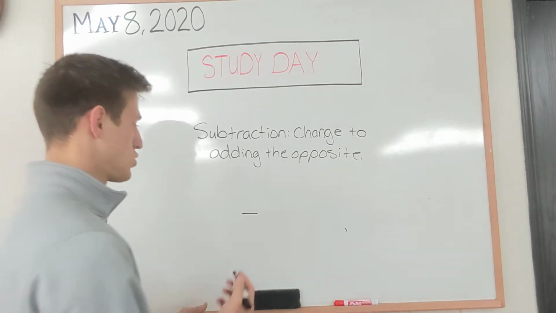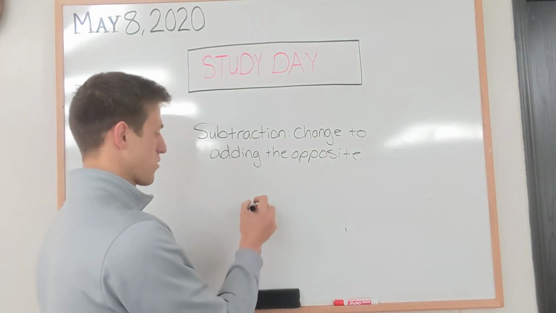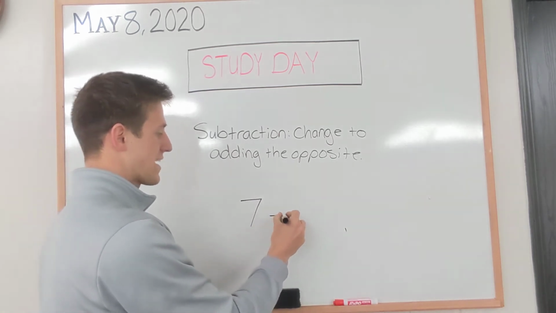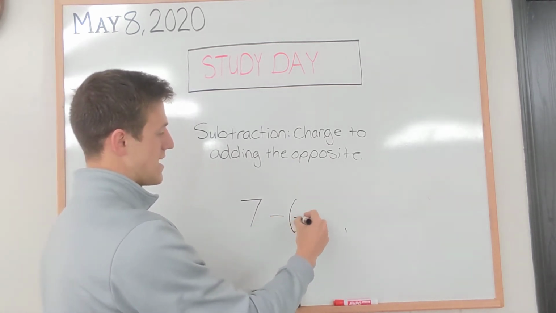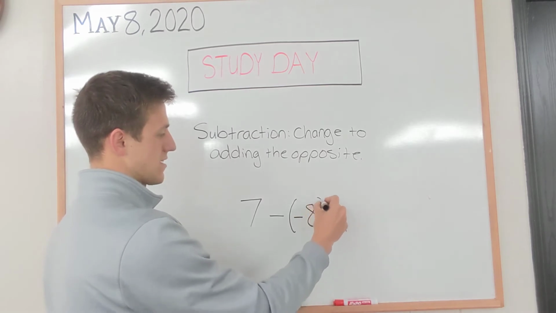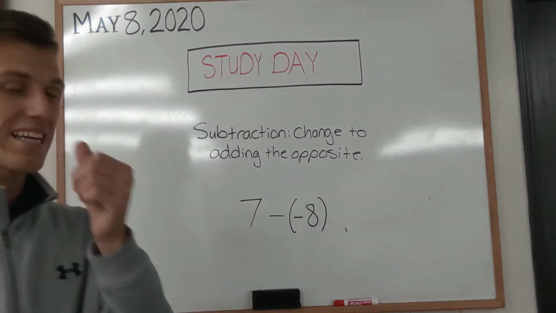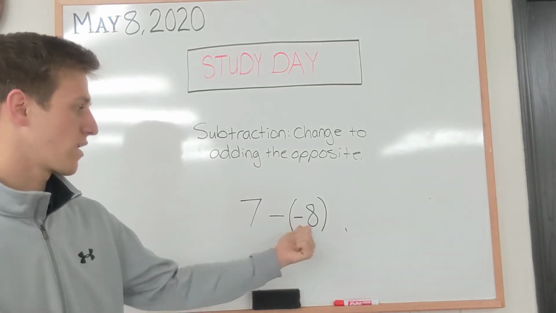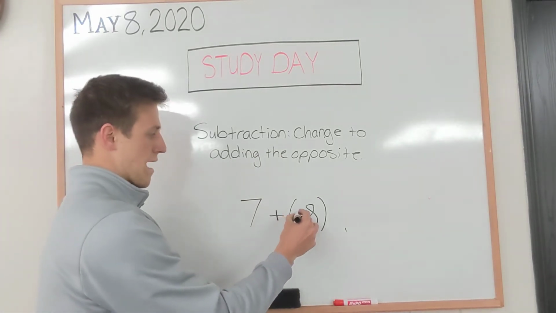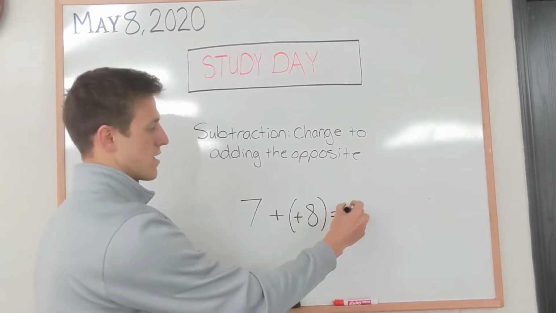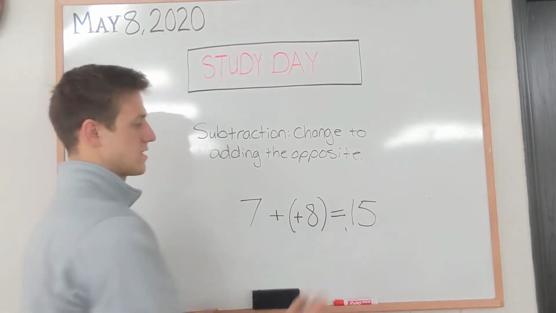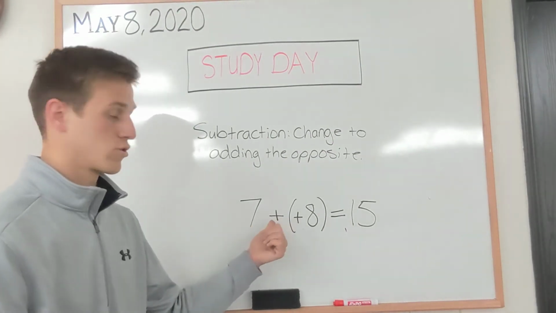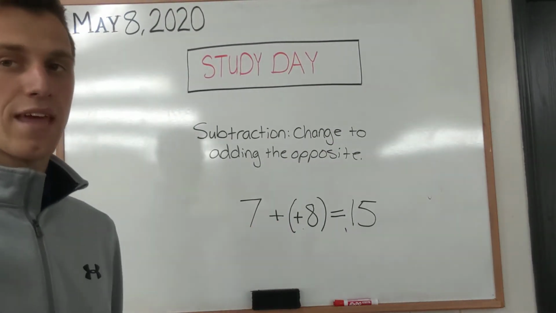All right, and if we are working with subtraction with our integers, we simply change to adding the opposite. So let's say we have 7, and we're subtracting negative 8, okay? If we're subtracting our integers, we're just going to change to adding the opposite, which is going to make this 15, all right? So if we're subtracting, we change to adding the opposite.